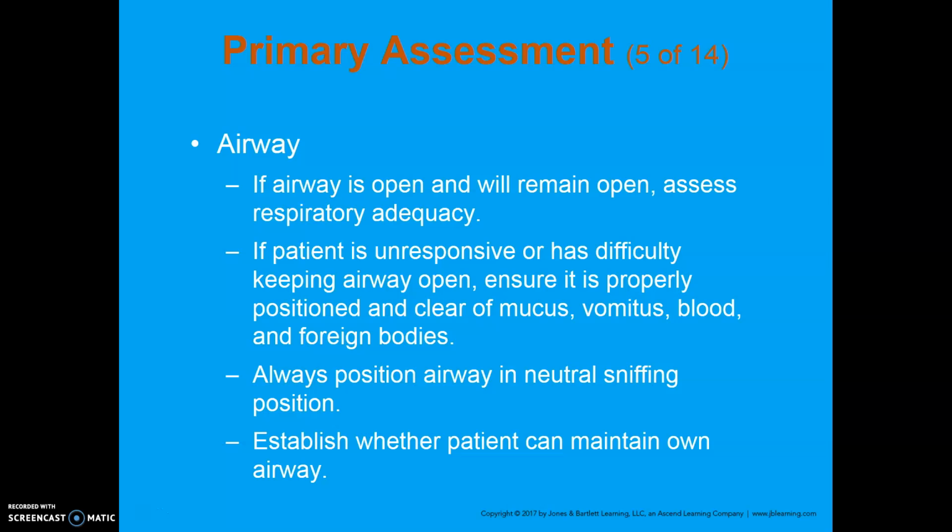If trauma has been ruled out, use the head tilt chin lift to open the airway. If trauma is suspected, use the jaw thrust maneuver. Always position the airway in the neutral sniffing position. Keeps the trachea from kinking from being either hyperextended or hyperflexed. Maintains proper alignment should you have to immobilize the spine. Establish whether the patient can maintain his or her own airway.